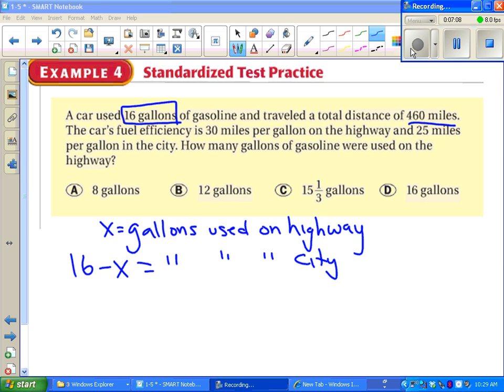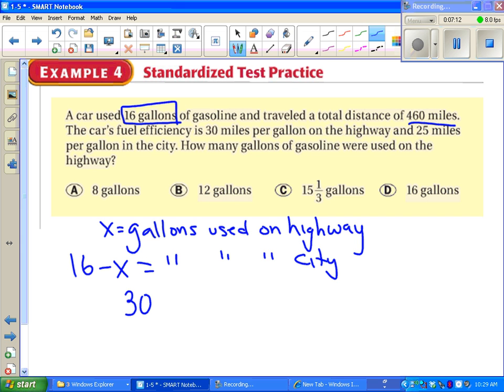We know we've got 30 miles per gallon on the highway. So let's put that 30 miles per gallon times gallons used on the highway plus 25 miles per gallon times the number of gallons in the city. And our total miles ended up being 460. Setting up the equation is kind of hard. Once you've got the equation, you should be able to use your order of operations and steps for solving equations to get to a solution.